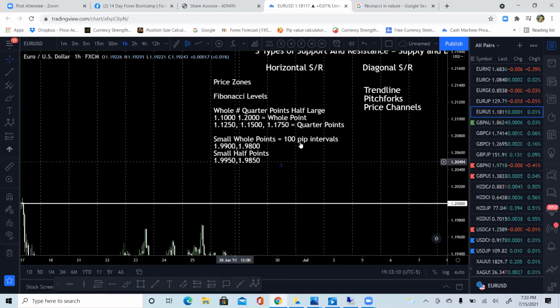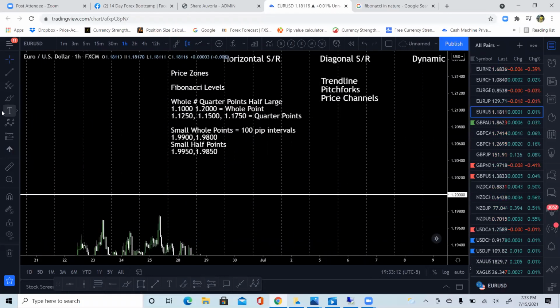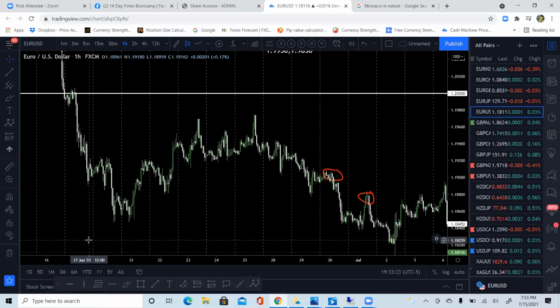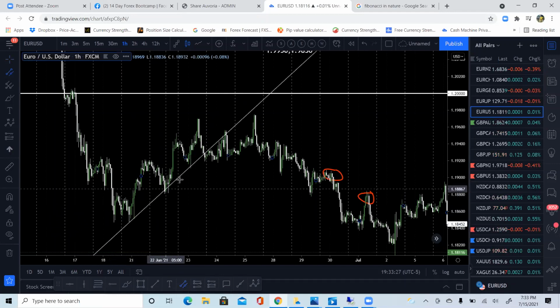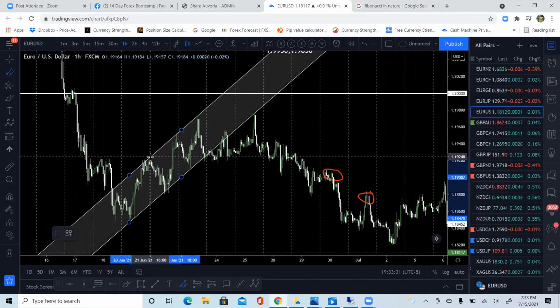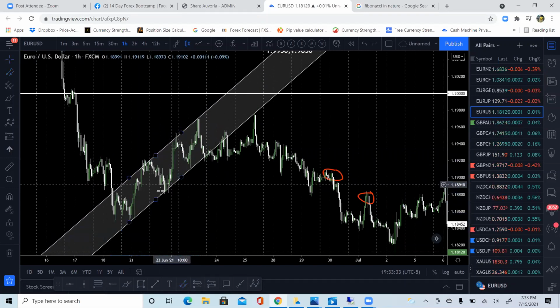The other one would be considered a price channel. So a price channel, think of it like a tunnel where you have things going in between, nothing going outside of it. So a price channel would look like this, where you have price moving between an area like this.